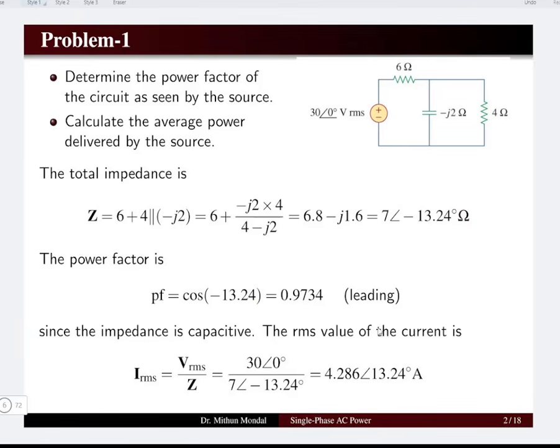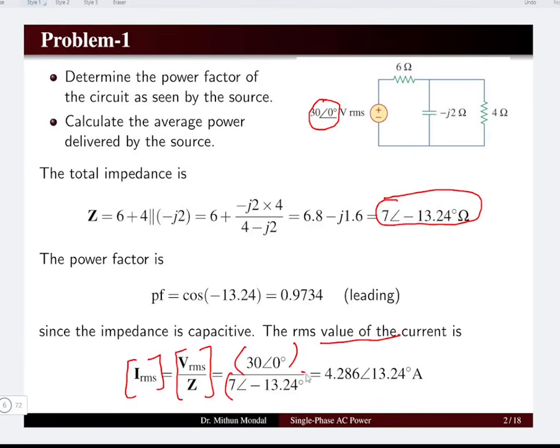Next, we have to determine the RMS value of the current. The RMS value of the current, in accordance with Ohm's law, is the voltage divided by the impedance. The voltage is given as 30 angle 0 and the total impedance of the network we have calculated as 7 angle minus 13.24. Dividing the voltage by the impedance gives the current as 4.286 angle 13.24. This is the RMS current which is originating from the voltage source.